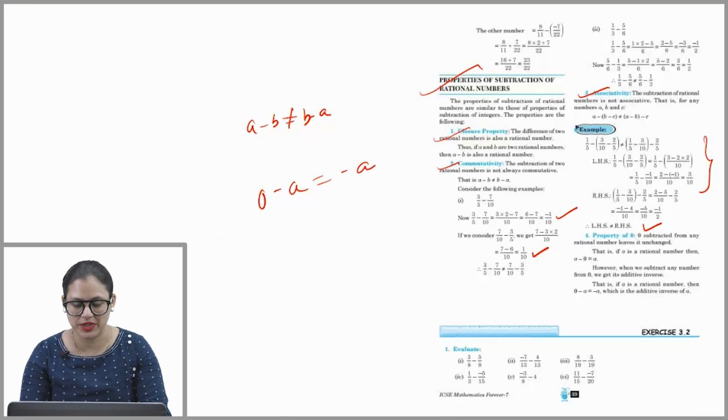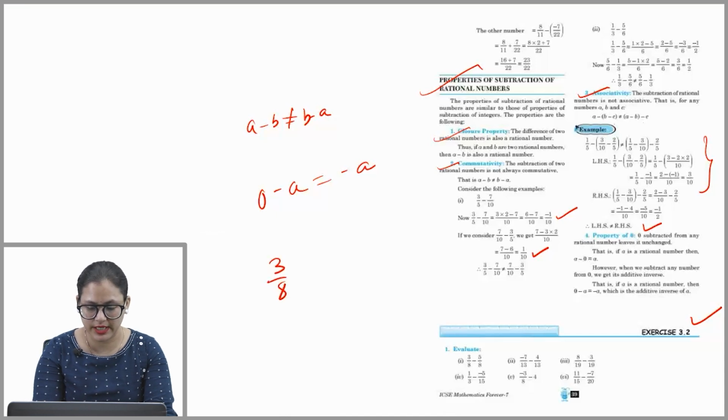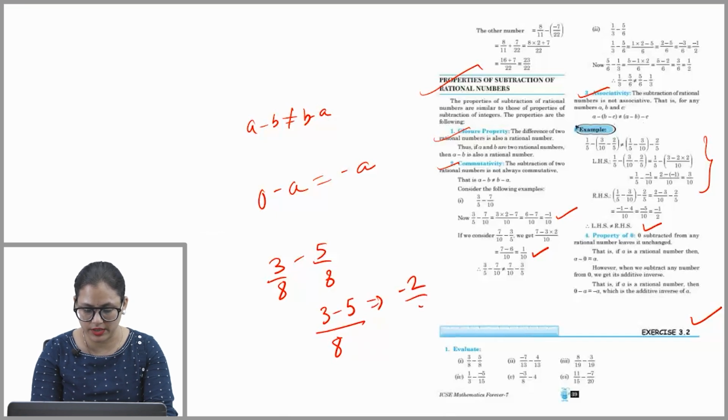Exercise 3.2, evaluate 3 by 8 minus 5 by 8. 3 by 8 minus 5 by 8. 3 minus 5 is equal to minus 2 by 8. Or minus 1 by 4.